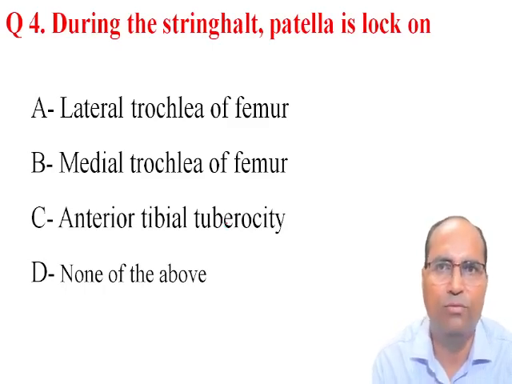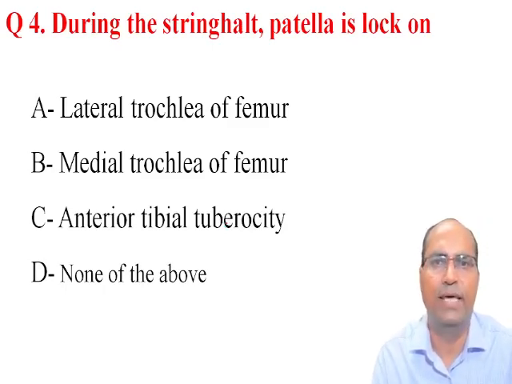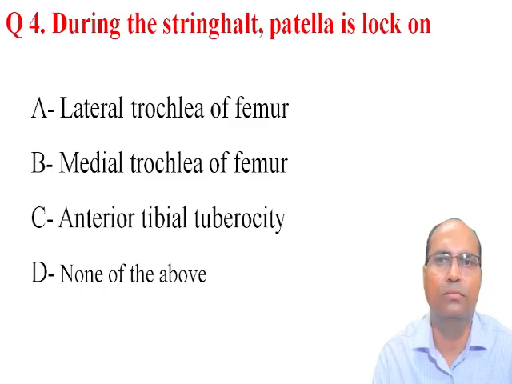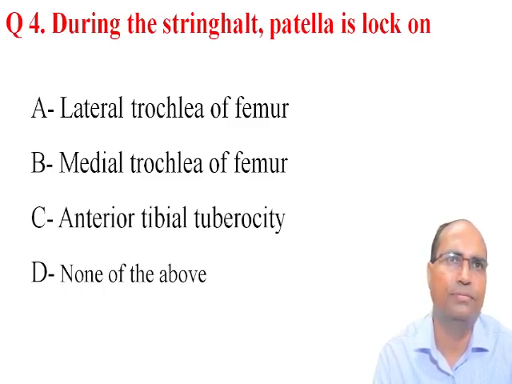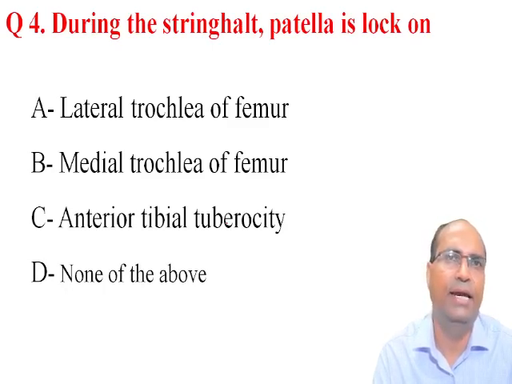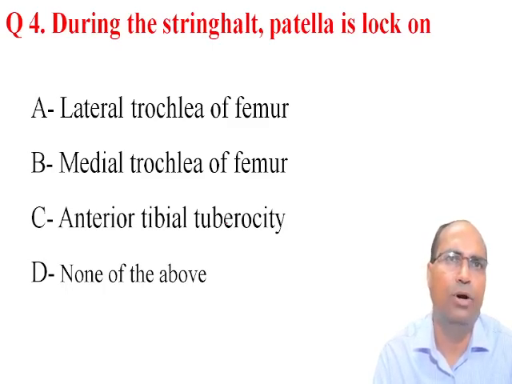Now question 4. During upward fixation, the patella is locked on: Option A, lateral trochlea of femur. Option B, medial trochlea of femur. Option C, anterior tibial tuberosity. Option D, none of the above.